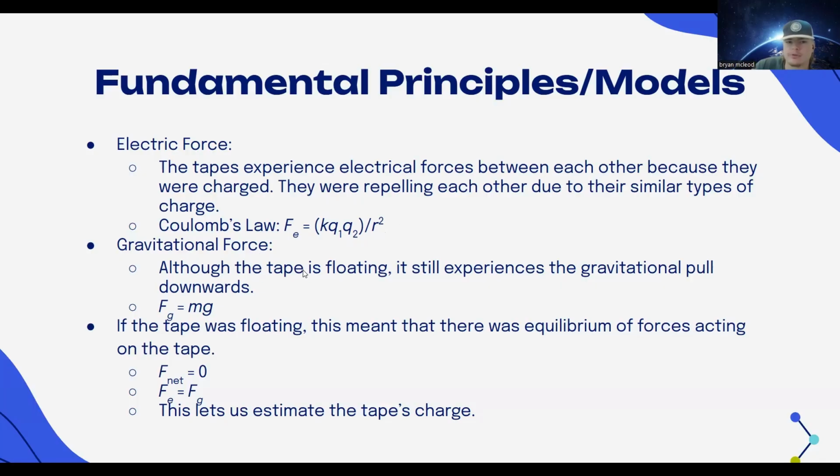Gravitational force: although the tape is floating, it still experiences gravitational pull downwards towards the Earth. So we model this as Fg equals mg, mass times gravity. If the tape is floating, there must be an equilibrium of forces acting on the tape. So we know that F net must equal zero. By that assumption, the electrical force must be equal to gravity. The repulsion must equal the gravity. This will let us estimate the tape's charge.